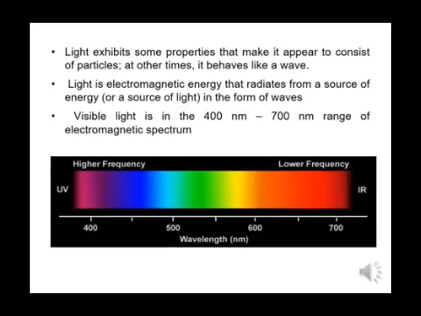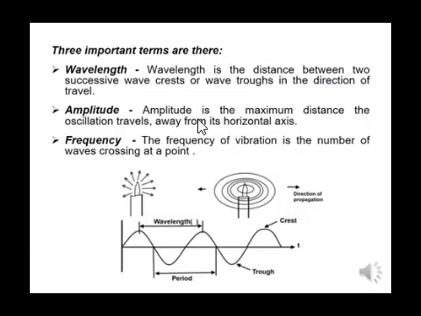Now let's see how light is. Light consists of several colors, like in a rainbow we see pure colors. This visible light is in the 400 nanometer to 700 nanometer range of the electromagnetic spectrum. See students, this is the violet color and this is the red color.